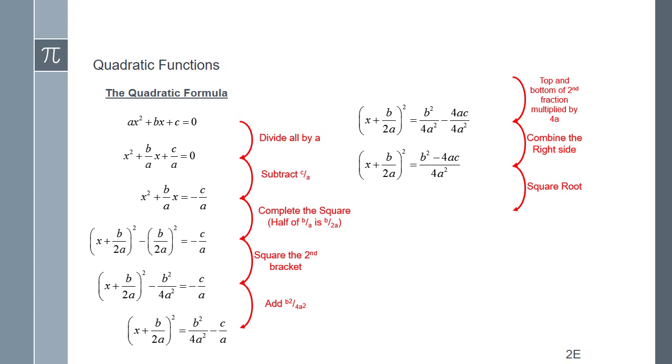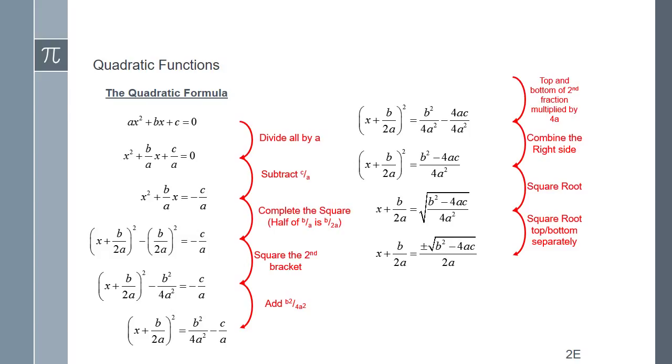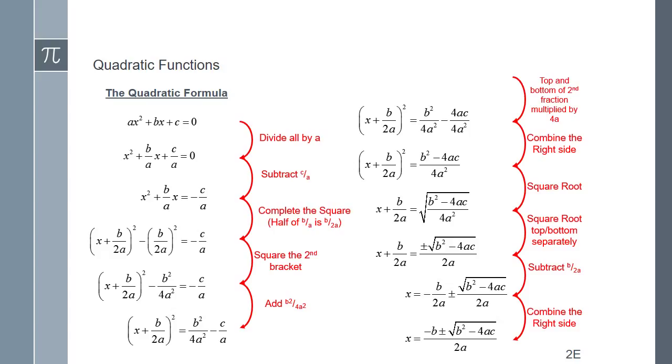Next up, we can square root both sides. x plus b over 2a is the square root of b squared minus 4ac all over 4a squared. Should be plus and minus technically there. We can then use the rules of surds to split that second one up into plus or minus the square root of b squared minus 4ac all over the square root of 4a squared, i.e. 2a. We can then rearrange it by taking away b over 2a and then combine the common denominator: minus b plus or minus the square root of b squared minus 4ac all over 2a.